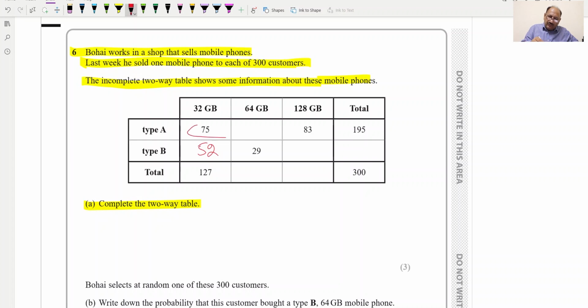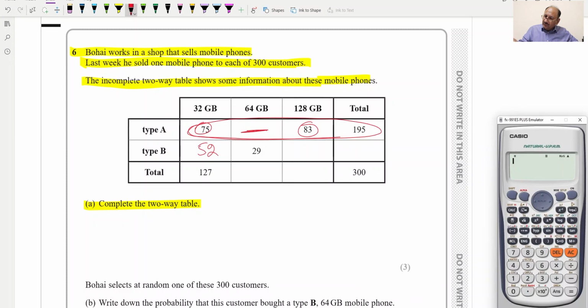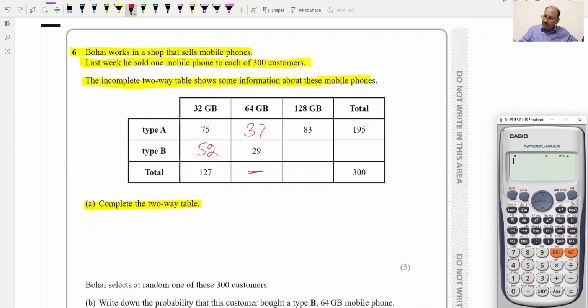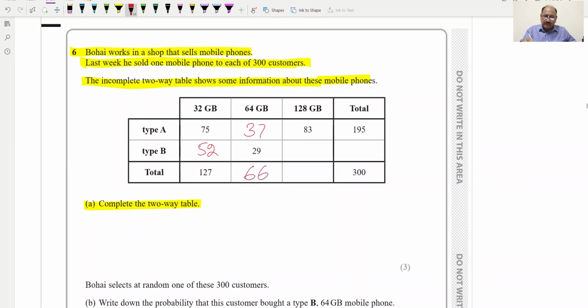Then what else we can get? Information for this row, and 195 minus these two numbers will give us the number over here, so we can write 195 minus 83 minus 75 is equal to 37. So here we can write 37. Now we have these two numbers, so we can add up to get this one. So it will be 37 plus 29 is equal to 66. So this will be 66 over here.